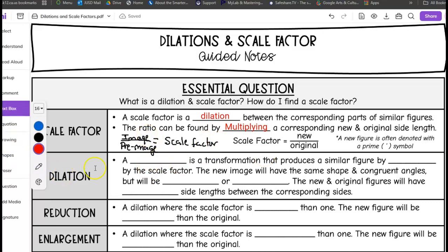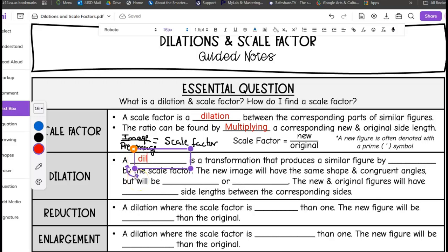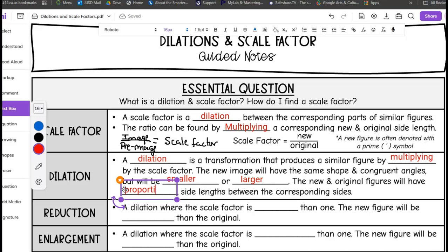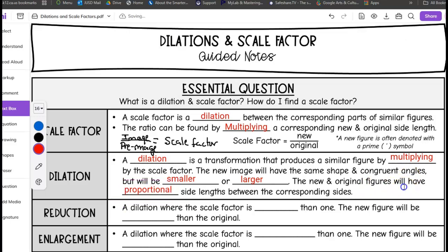So what is a dilation? A dilation is a transformation that produces a similar figure by multiplying by the scale factor. The new image will have the same shape and congruent angles, but will be smaller or larger, depending on what the scale factor is. The new and original figures will have proportional sides. Hopefully you remember what proportional means. But when we start doing it, I'll explain it.